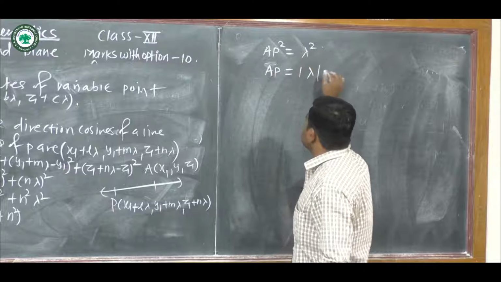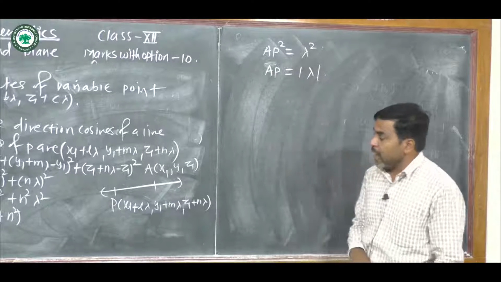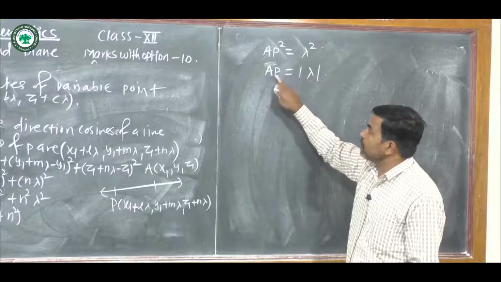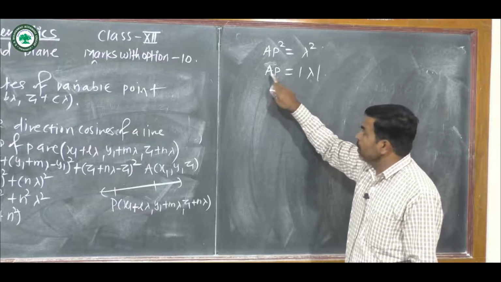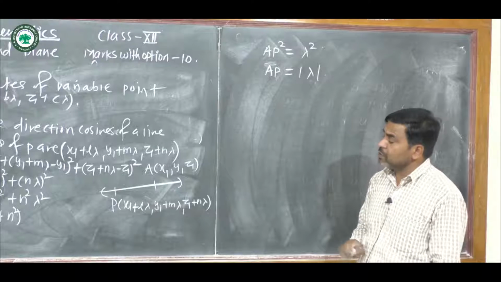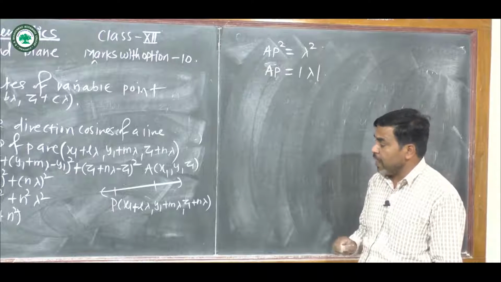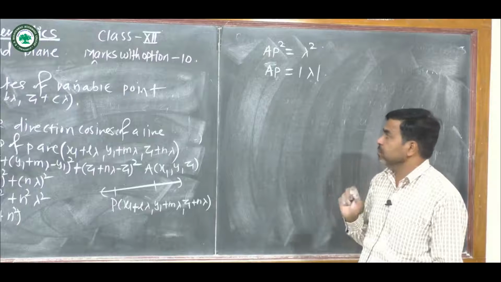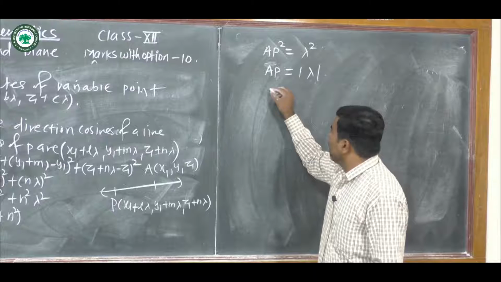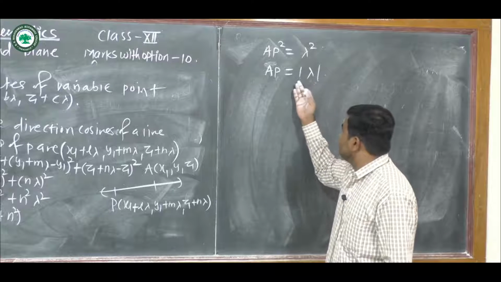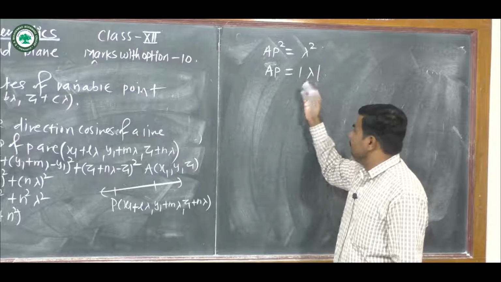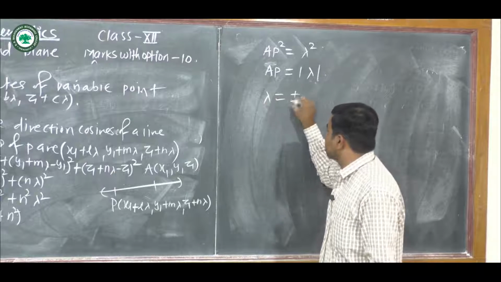modulus of lambda. So what is lambda? Lambda is a parameter, and that parameter lambda gives us the distance of AP. A is known, P is a variable point. So this lambda gives us the distance of a variable point on the line from the base point. So AP is equal to modulus of lambda, or if we remove the modulus sign, we get lambda is equal to plus or minus AP.